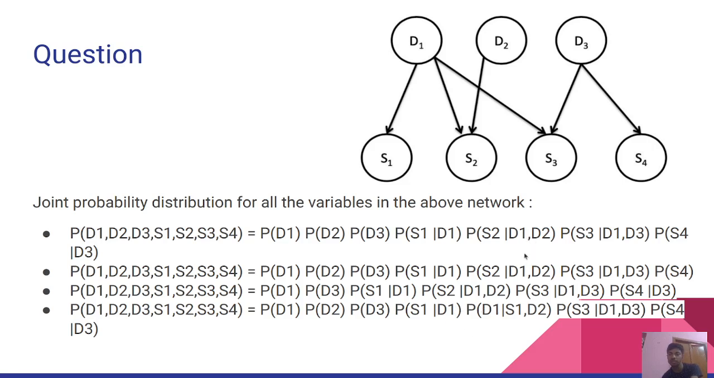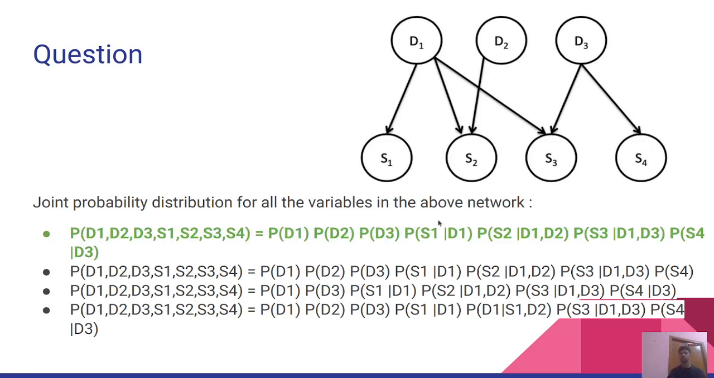So we have A and B left right now. Okay, then let's consider S3. S3 is dependent upon D1 and D3. So this is fine. Still both are options. Then S4. S4 is dependent only on D3. So S4 given D3, it is correct. Here it is written only S4, so this is not really correct. So this is the only option which is correct.